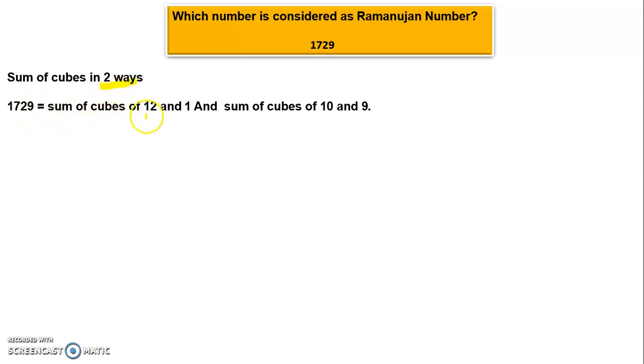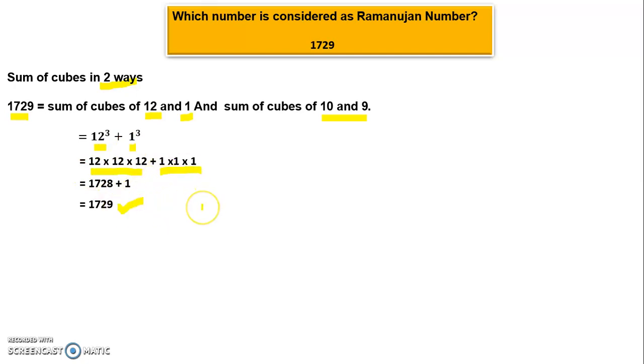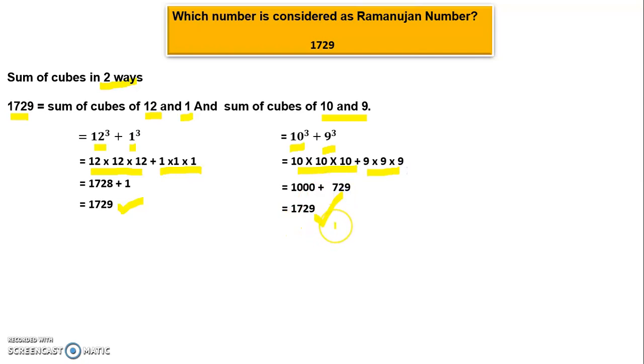That is a sum of cubes of 12 and 1. We can get it as 1729, as well as sum of the cubes of 10 and 9 also equal to 1729. Observe that. Cubes in the sense 12 cube plus 1 cube. 12 cube is 12 into 12 into 12 and 1 into 1 into 1. So finally we can get 1729. And the same with 10 cube and 9 cube: 10 into 10 into 10 and 9 into 9 into 9. So we can get 1729.